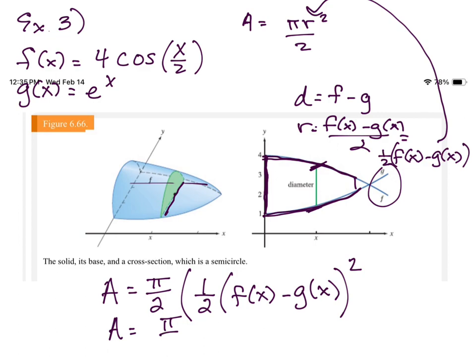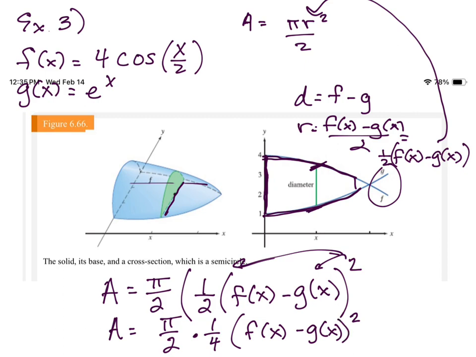Area is going to be pi over 2 times, what happens when I square a half? It's a fourth, right? I squared this product. Each piece gets that power. It's not like when I square a binomial. But I square a product, and each piece does get the power. So a half squared is a fourth. And then we're going to have the difference of F of x minus G of x squared.